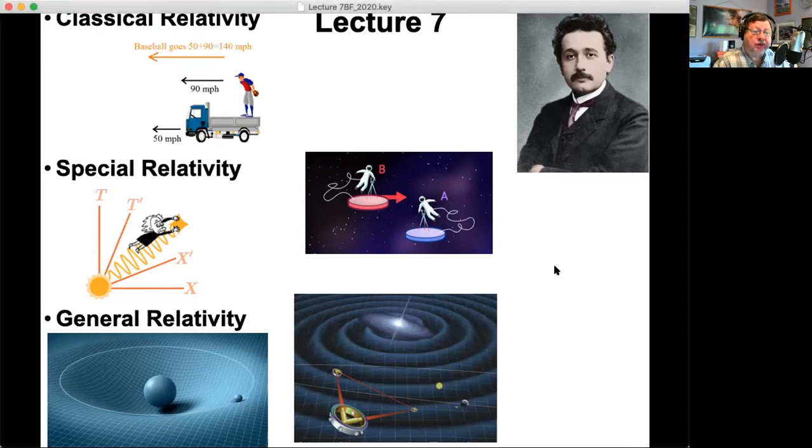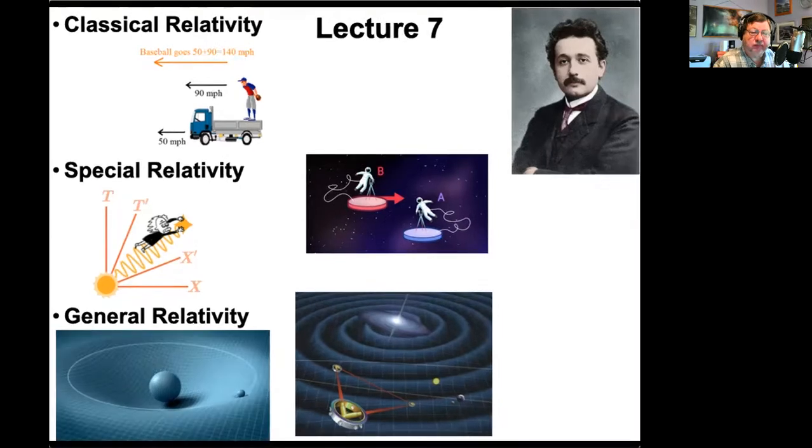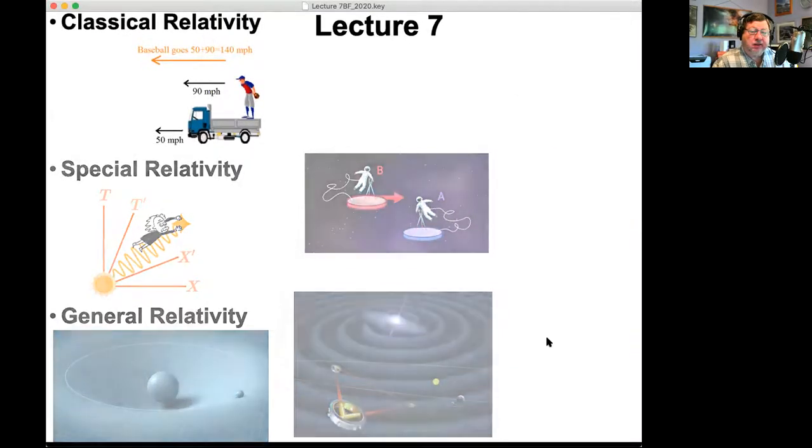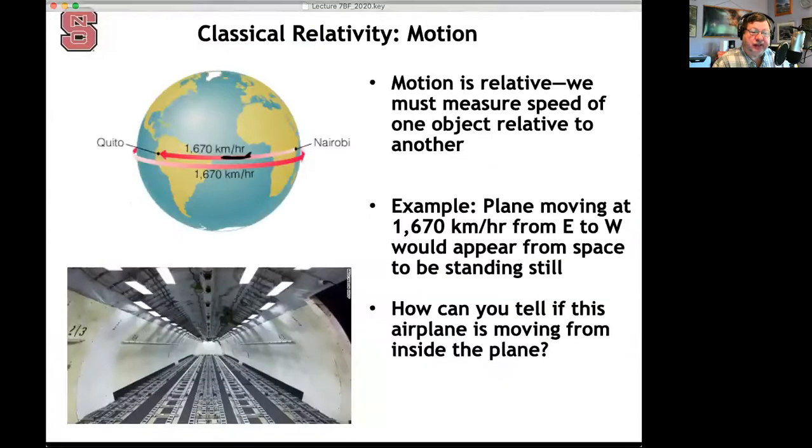So let's go on. Let's start with classical relativity. Classical relativity is the fact that we know intuitively that motion is relative. So we're in an airplane that's moving at, in this case, 1,670 kilometers an hour, which is really fast, over 1,000 miles an hour. But inside the airplane, it appears that things are moving still. And every day, when we're driving in a car, it seems like we're still inside the car, even though the outside is moving.